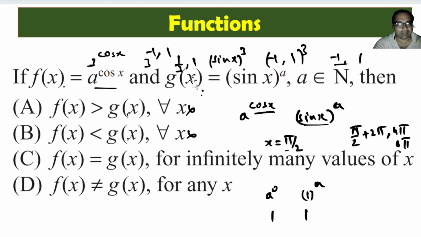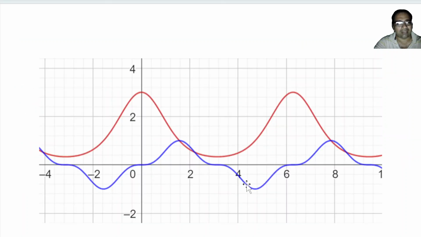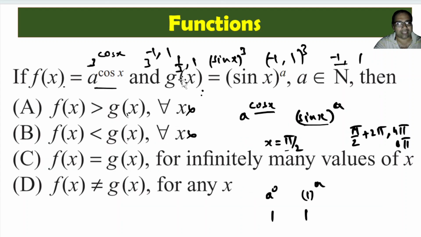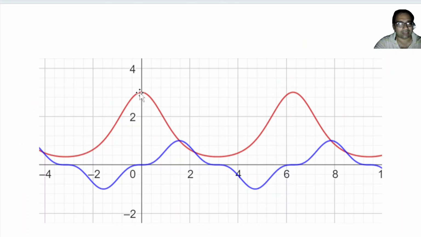So what does that mean? G of x and f of x are equal at all pi by 2's, and pi by 2 plus 2 pi, 4 pi, 6 pi, and g of x is lesser than f of x at least at some places. What that automatically means is, because these two graphs are meeting at pi by 2, pi by 2 plus 2 pi, pi by 2 plus 4 pi, and so on, the other graph is crossing this graph. So, for example, if you look at the graphs, the blue one is sin x whole cube. This one is 3 power cos x, going to a maximum of 3 and a minimum of 1 by 3.